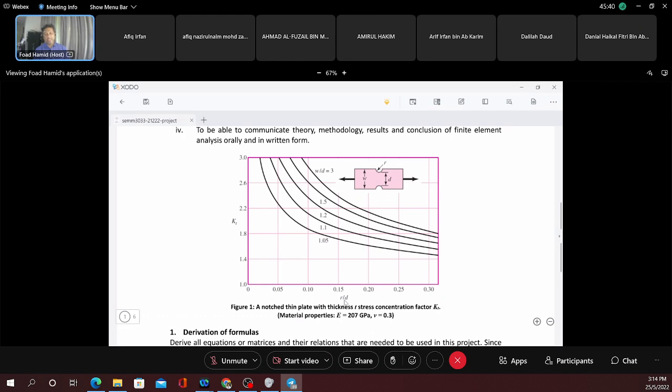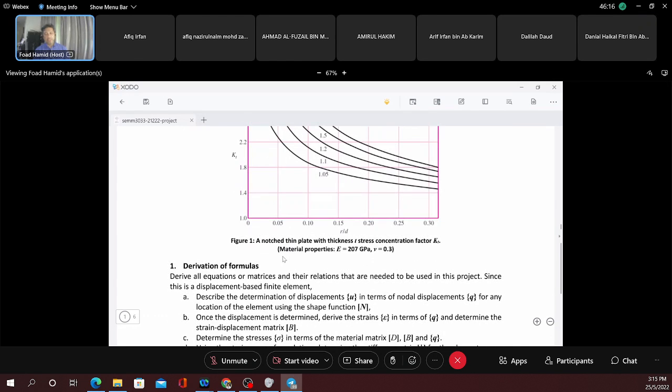So let's say R over D and W over D. These are the parameters. In the case of R over D is 0.15 and W over D is 1.1, then this is about maybe 1.9, or 1.8. Sorry, 1.9 or, I don't know, maybe 2.0. Not sure. So what we want to do is to model this using finite element, and hopefully we get the same answer as our K here in the table.